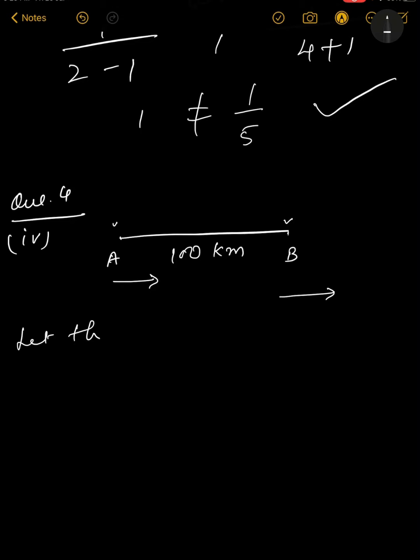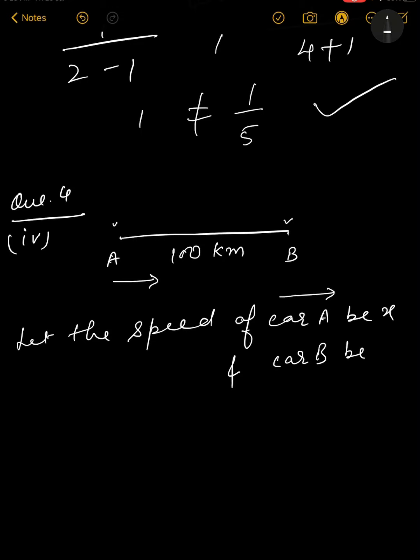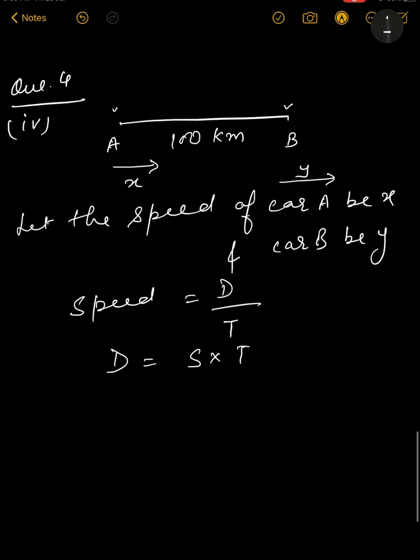Let the speed of car A be x and car B be y. This is x and this is y. So now the formula for speed is distance upon time. Clear? So what would be the distance? Speed into time.